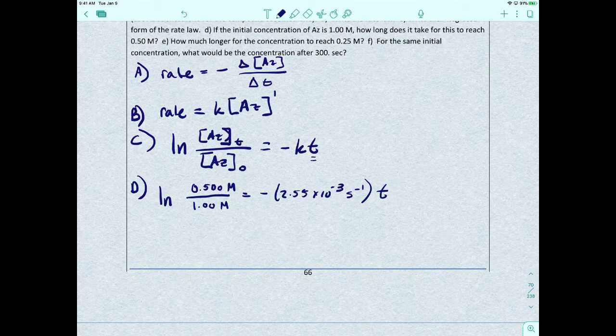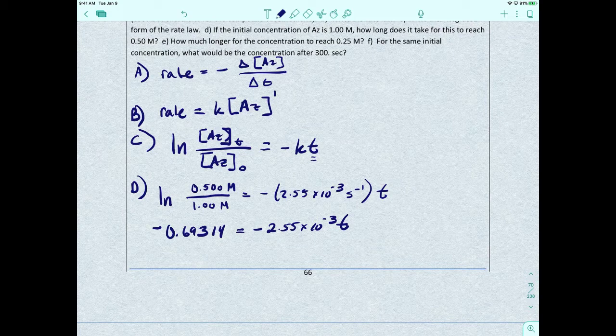Okay. So the right-hand side comes out to be nice, but if I take 0.5 divided by 1, that still gives me 0.5. If I take the natural log of 0.5, that will give me negative 0.693314. And that's equal to negative 2.55 times 10 to the minus third times T.